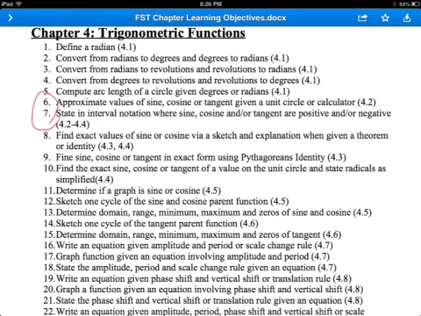Now in section 4.2, there's two main objectives we're going to do. Number 6 says approximate the values of sine, cosine, or tangent given a unit circle or calculator. So it's really going to be the introduction to how you actually use the unit circle. And then number 7, we're going to state an interval where sine, cosine, and/or tangent are positive and/or negative.